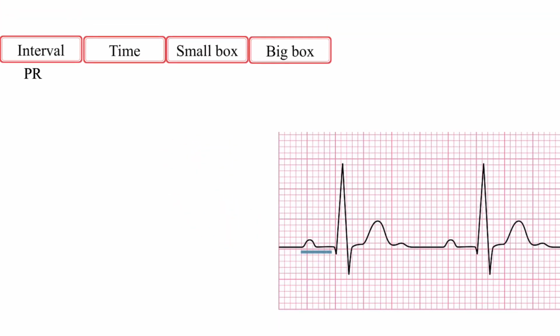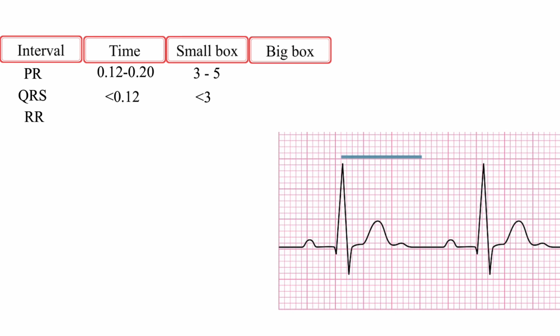Normal PR interval is between 0.12 seconds to 0.20 seconds. Using the small pulses to measure it, it means that you will find 3 to 5 small pulses between the PR interval. A normal QRS complex should be less than 0.12 seconds. Using small pulses, this should be less than 3 small pulses.